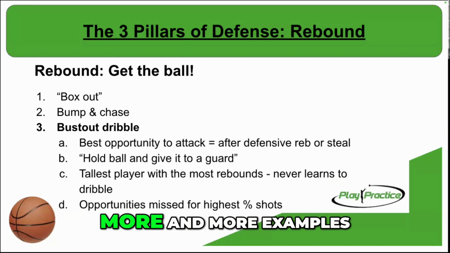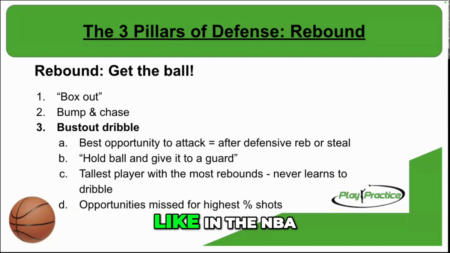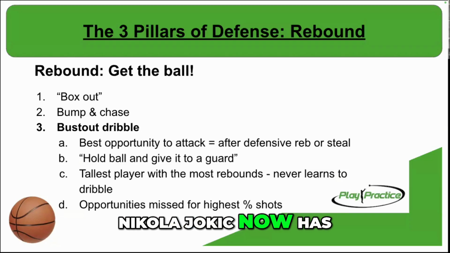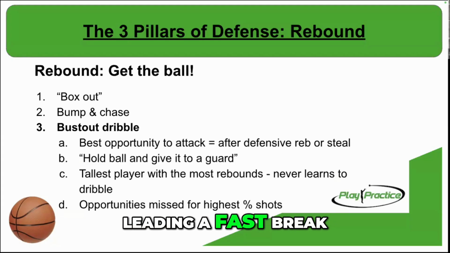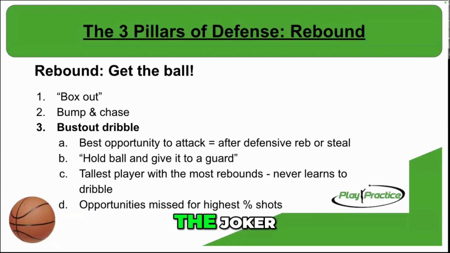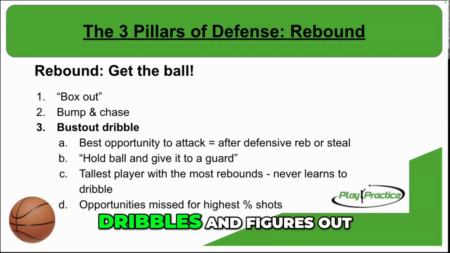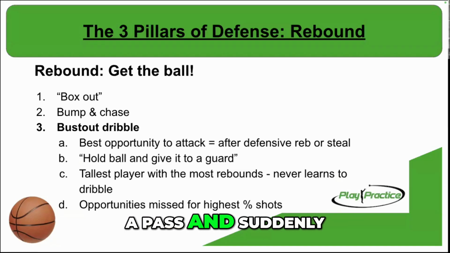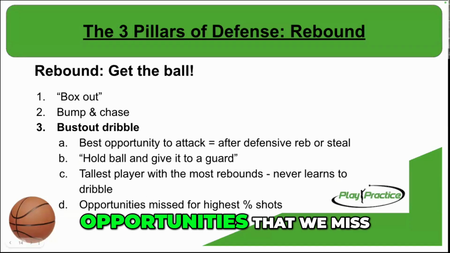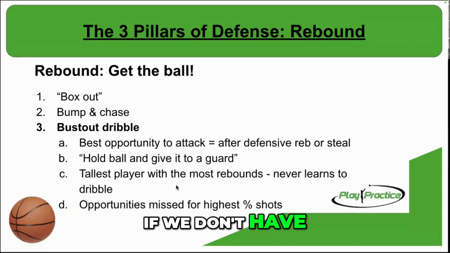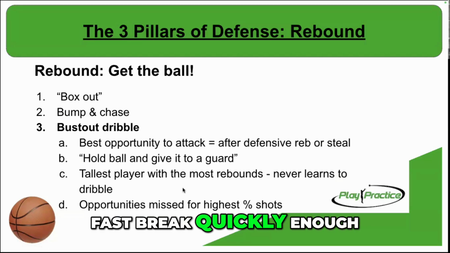And we're starting to see more and more examples of that at the higher levels, like in the NBA. Nikola Jokic, who has been the MVP for a lot of years, is very commonly getting a rebound and leading a fast break. He looks goofy, and they call him the Joker, but he makes two dribbles and figures out a pass, and suddenly they're getting a lot more layups than the other team. And again, I like to tie this back to the opportunities that we miss if we don't have the ability to bust out and get a rebound transition to a fast break quickly enough.